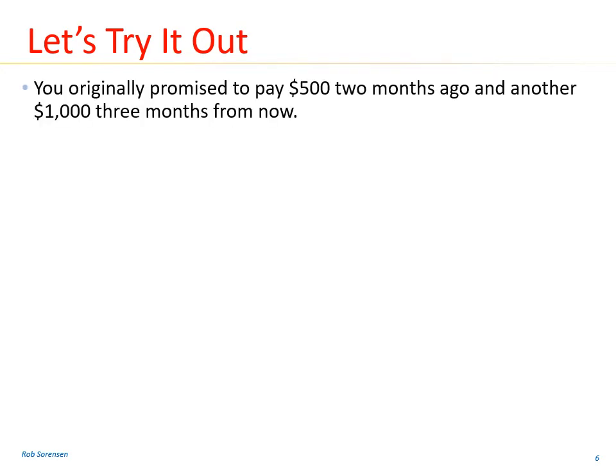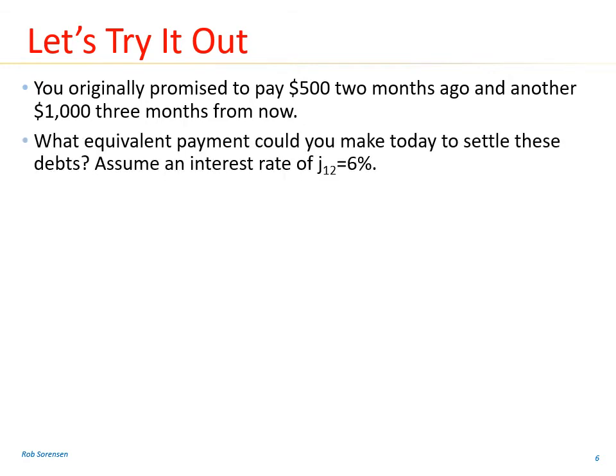Okay, let's go ahead and give you a chance to try it out. You promised to pay $500 2 months ago and another $1,000 3 months from now. Let's imagine maybe you missed your first payment. Someone's just caught up to you today and said, look, we want all the money today. The money that's overdue plus the money upcoming. And so we're going to make one big single payment today to pay that off. And let's use a rate of 6% to figure this out.